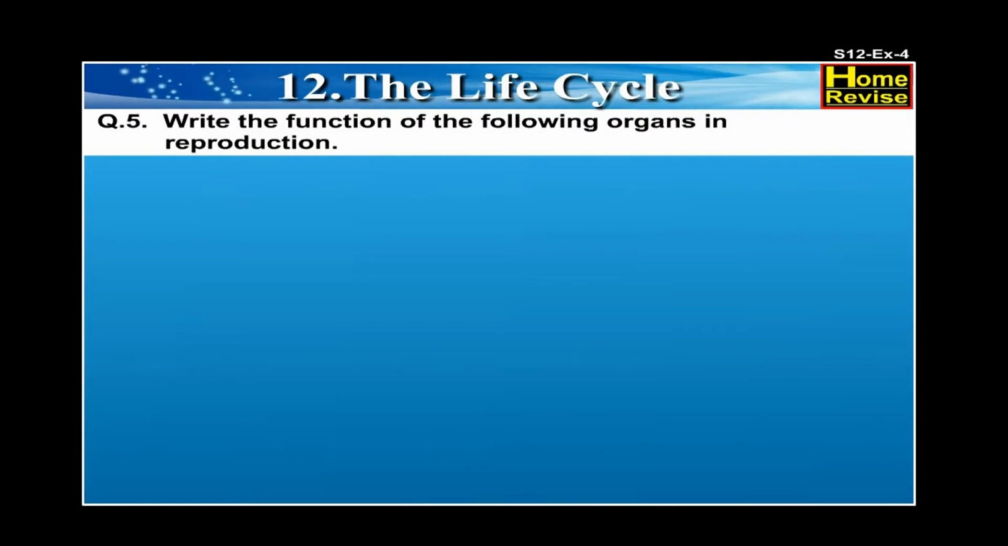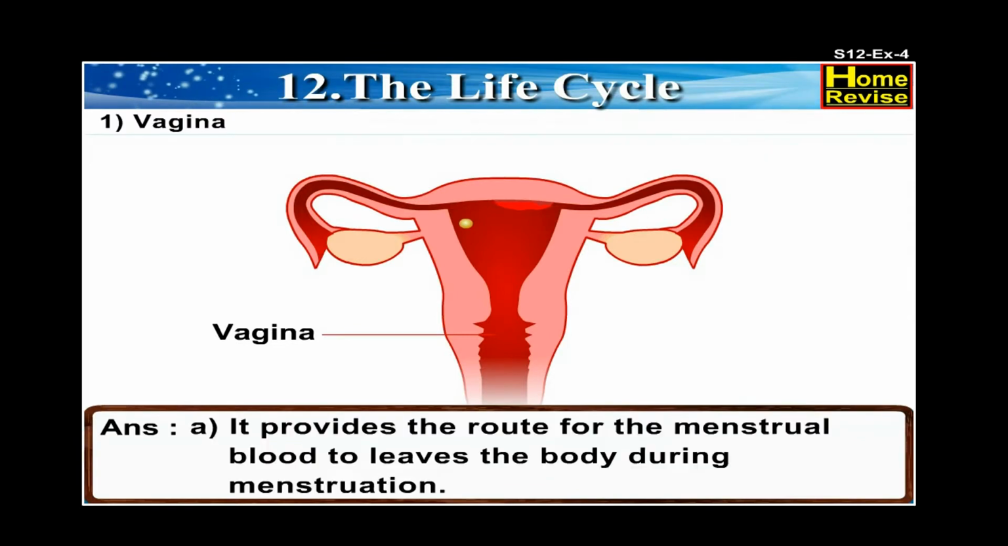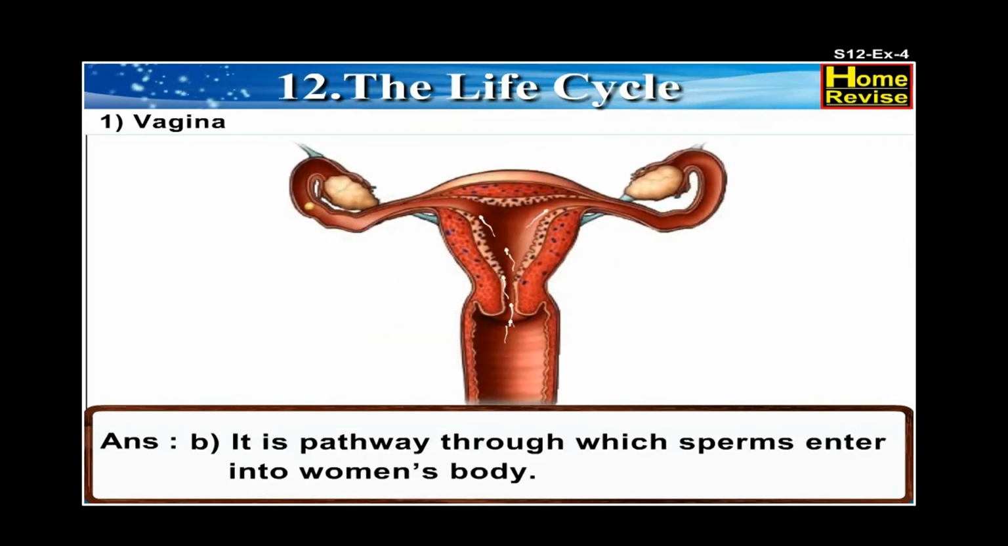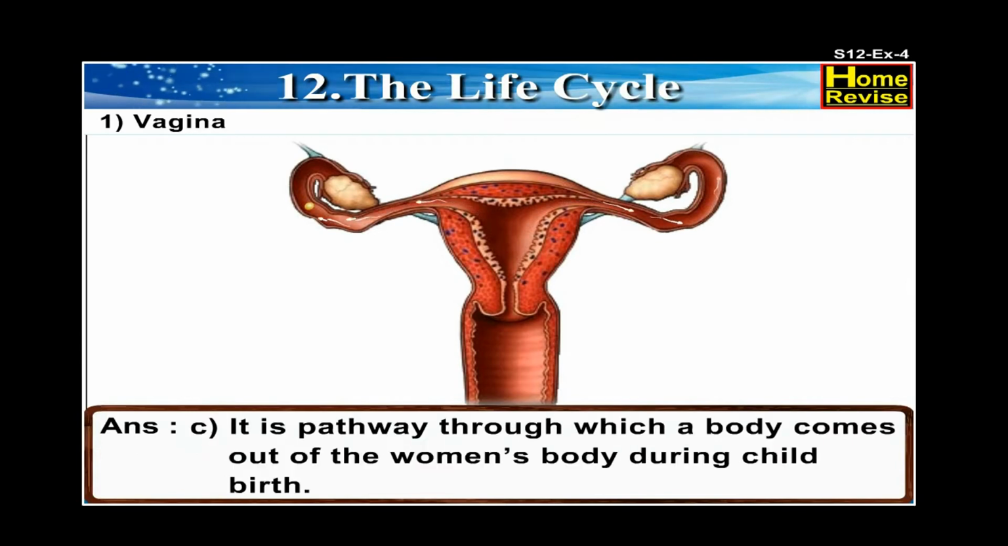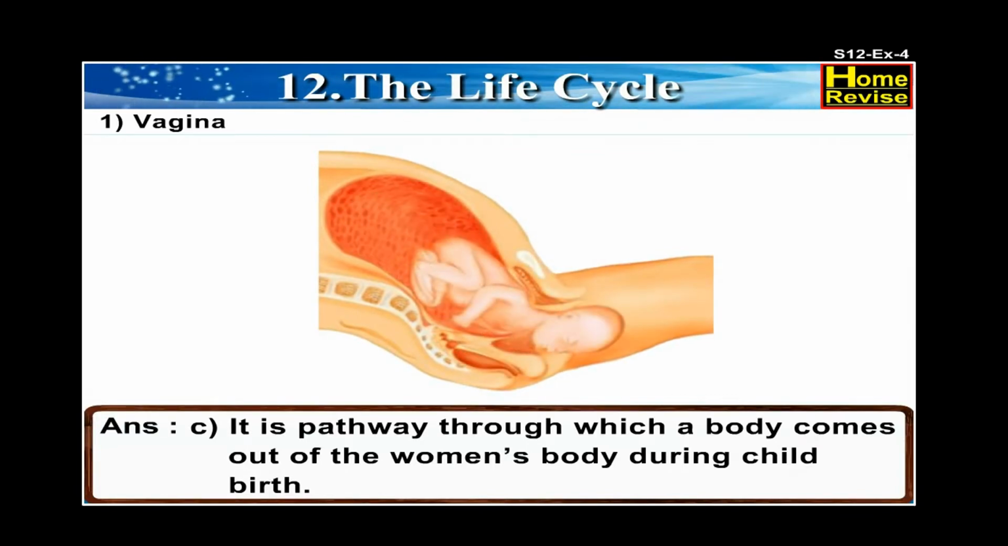Question 5. Write the function of the following organs in reproduction. First, vagina. A. It provides the route for the menstrual blood to leave the body during menstruation. B. It is a pathway through which sperms enter into a woman's body. C. It is a pathway through which a baby comes out of the woman's body during childbirth.